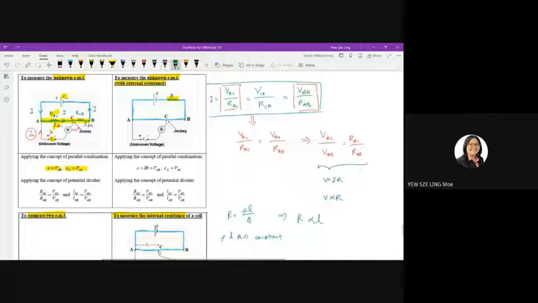When R is directly proportional to L, these equations can then be written as R_AC over R_AB, which also equals L_AC over L_AB. Since you're looking at just the ratio between two lengths, if they are directly proportional, it can be written as L over L. If you're unsure, you can substitute R equals rho L over A into R_AC and R_AB, and then cancel out the constant values. Eventually, you obtain the same ratio.